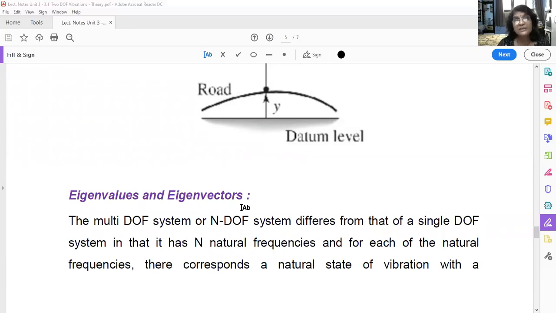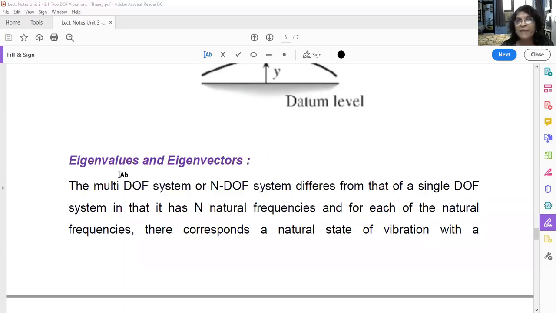Now, one new concept. Actually it's not new to you, you have learned it in mathematics, but it is new in dynamics of machinery. You are connecting this concept with vibrations. So what is new here? Eigenvalues and eigenvectors. In mathematics you have learned these 2 terms. What do you mean by eigenvalue and what do you mean by eigenvector? Here we are going to study these 2 terms with reference to vibration.